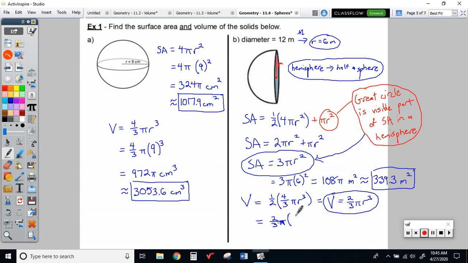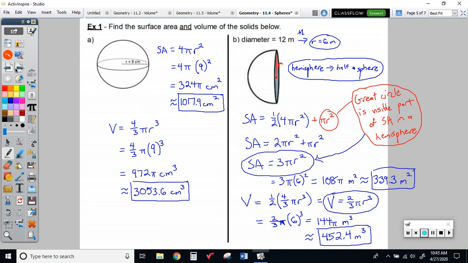2/3 pi times 6 cubed. And 6 cubed is 216, 2/3 of 216 is 144. You'd have that pi, and meters cubed, or approximately 452.4 meters cubed. So exact answer here, pi form, approximate answer there. Know how to get both.